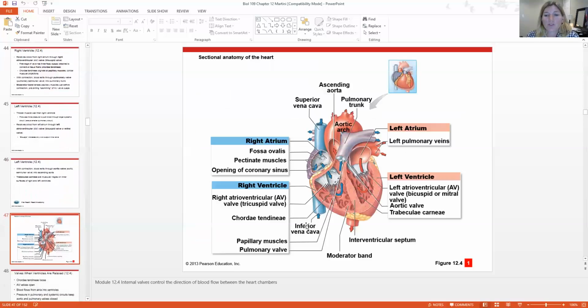Here is all of those structures I just mentioned. What I suggest doing, not only following the blood flow through the heart, but also making sure that you note all of these structures. Again, on a test or quiz, I'm not going to give you a diagram, but your lab instructor might, so it's important to know these structures.